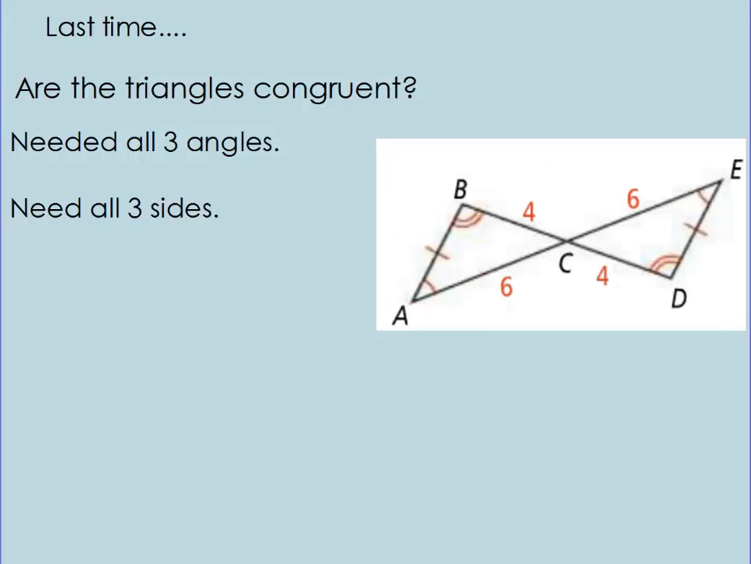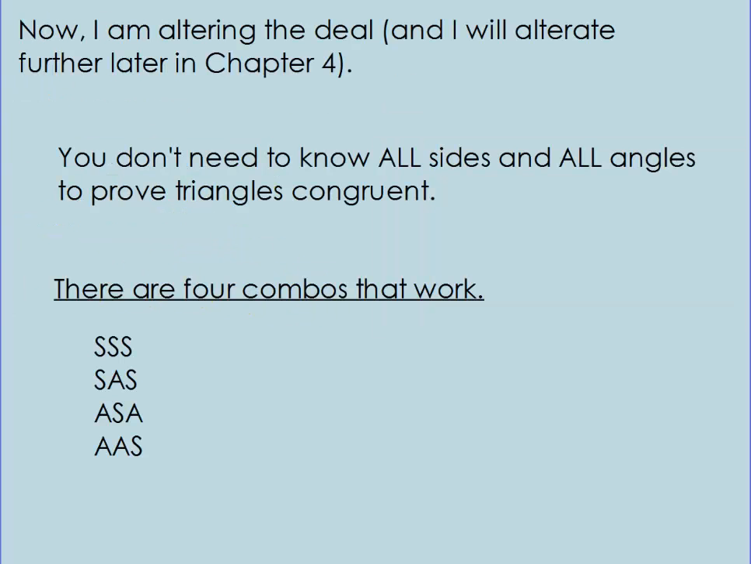Let's begin. So last time we talked about proving congruent shapes. And one way we did this for triangles is we needed all three angles and all three sides just to prove they're congruent. But now I'm going to tell you something different. You don't need to know all the sides and all the angles. There's actually a few combos that'll work, and if you know those combos, then you can say they're congruent. The four combos are right here, and we'll talk about it this week. The ones we're talking about in this section are the first two, side-side-side and side-angle-side.